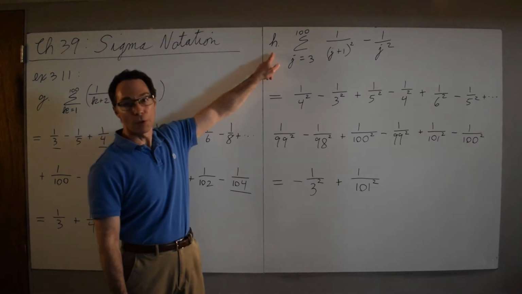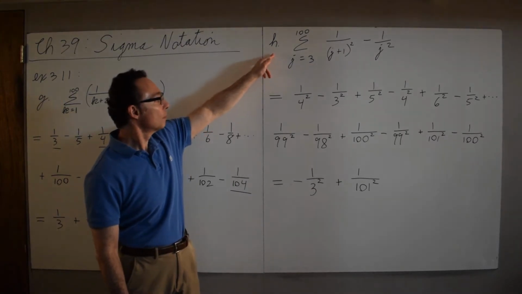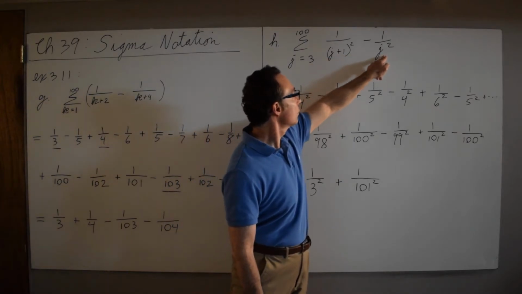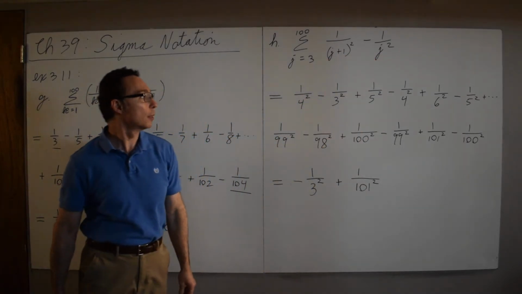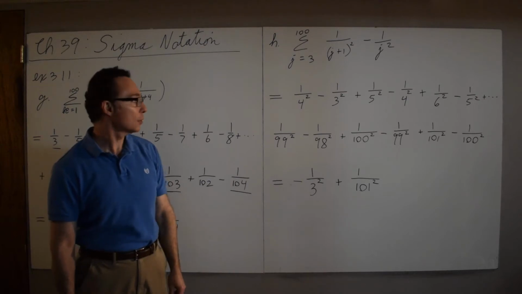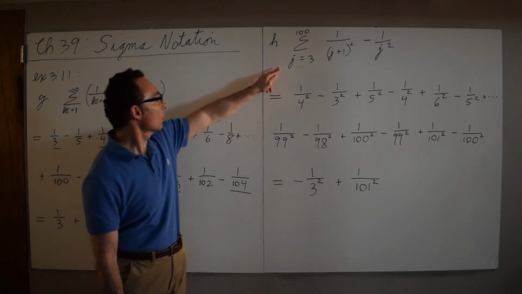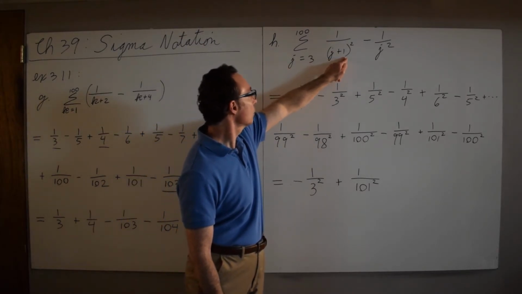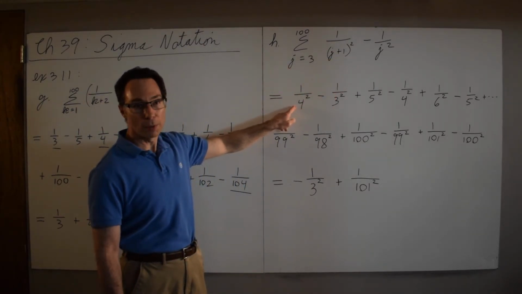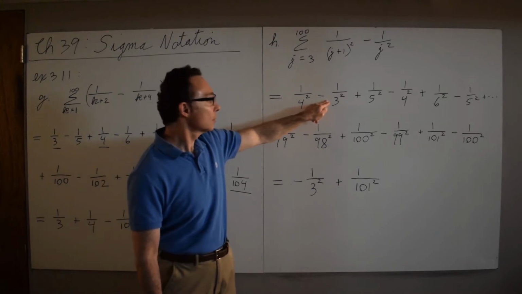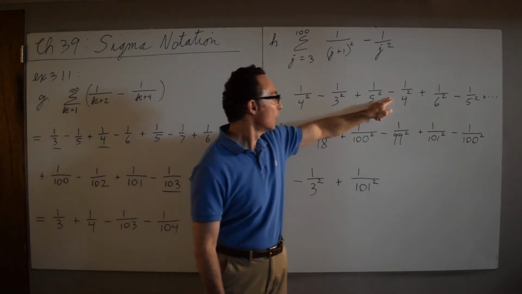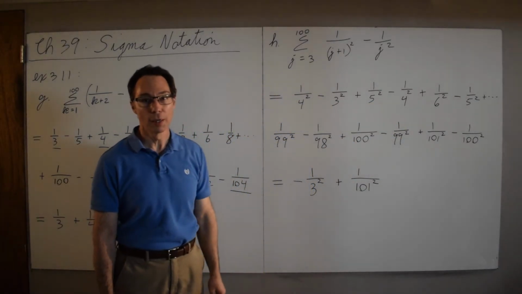Part H of this example is similar. We have 1 divided by j plus 1 squared minus 1 divided by j squared. And we look at this summation. We're starting at 3 instead of 1. So we have 3 plus 1, so we have 4 squared. Minus 1 divided by 3 squared, plus 1 divided by 5 squared, minus 1 divided by 4 squared, etc., etc.